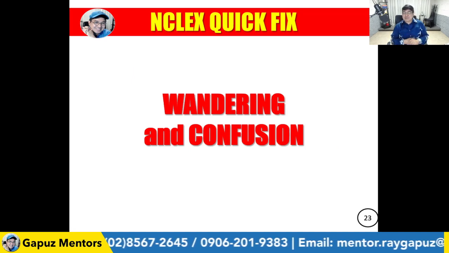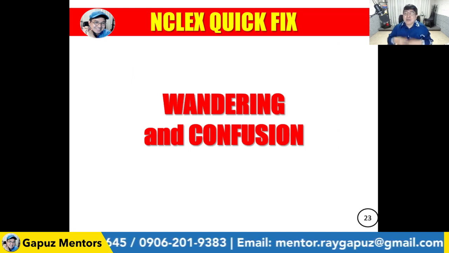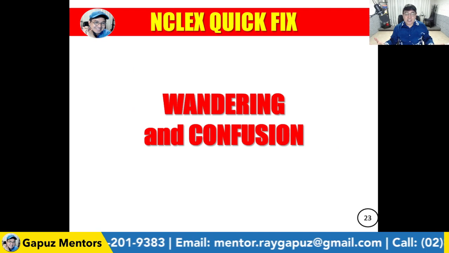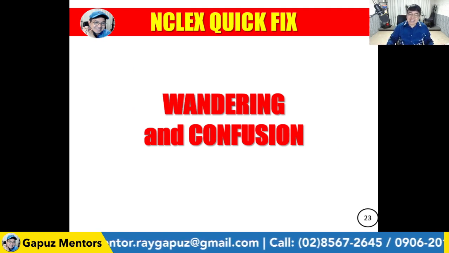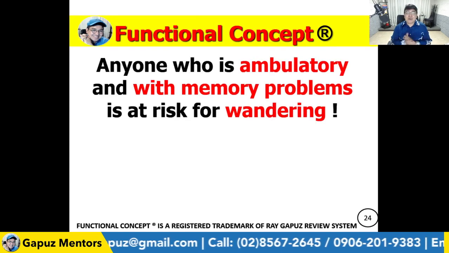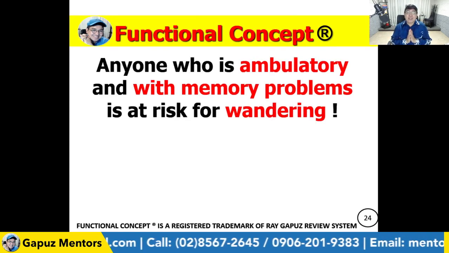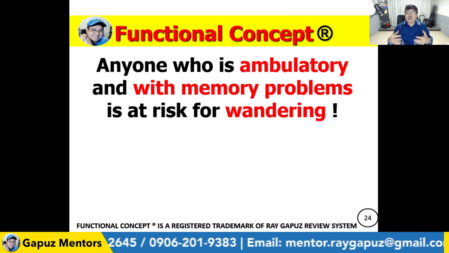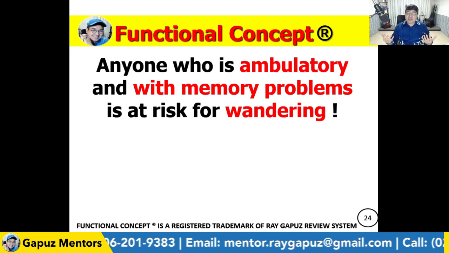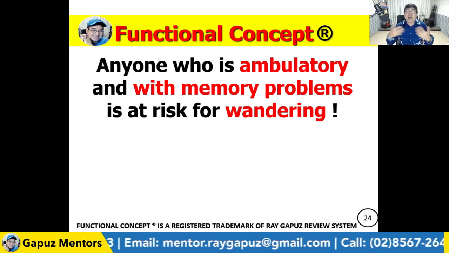Okay, so now let's move on to the next concept. Let's talk about prioritizing and delegation issues in clients with wandering and confusion. Are you learning, class? I hope so. So let's move on. Anyone who is ambulatory and with memory problems is at risk for wandering. And wandering usually occurs when patients have dementia, usually of the Alzheimer's type.